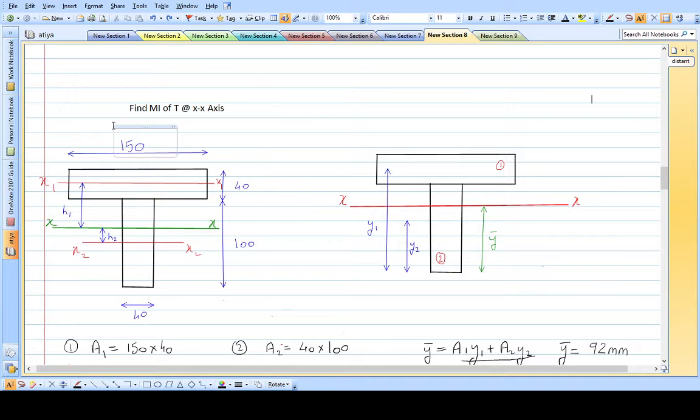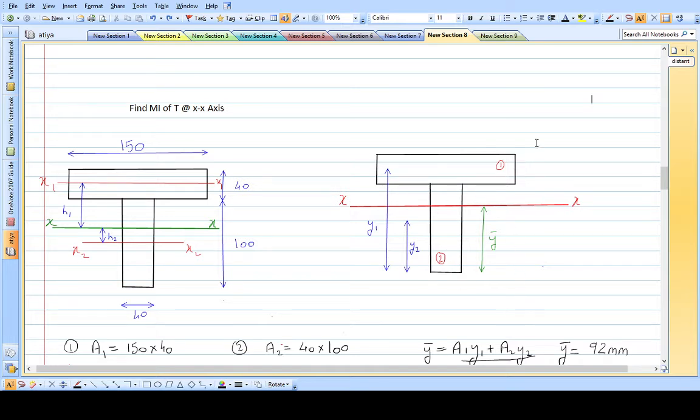Now in the problem it is given that you have to find moment of inertia of this T section about the x axis. Okay, so in order to locate the x axis we need to find y bar. Okay, and y bar has to be found from the base of the T section. Okay, so here we have to first, our job is to divide this particular T section into parts.